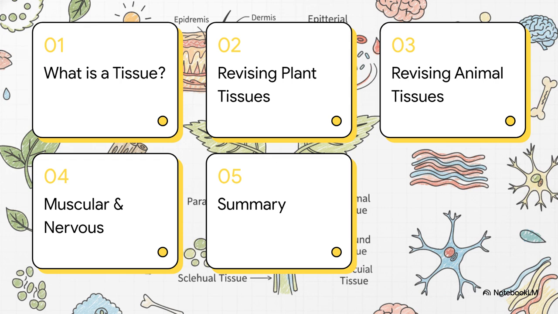We'll start with the very basics. What exactly is a tissue? Then we'll dive into the fascinating world of plant tissues. After that, we'll take a close look at the tissues that make up animals. We're going to pay some special attention to muscular and nervous tissues, and then we'll wrap it all up with a quick summary of all the key points.